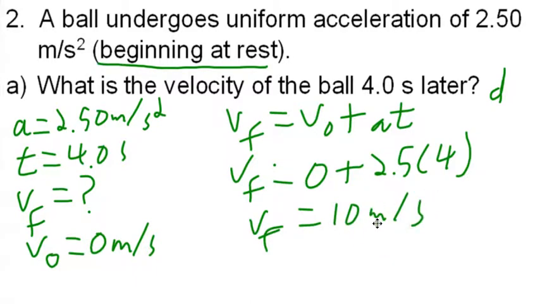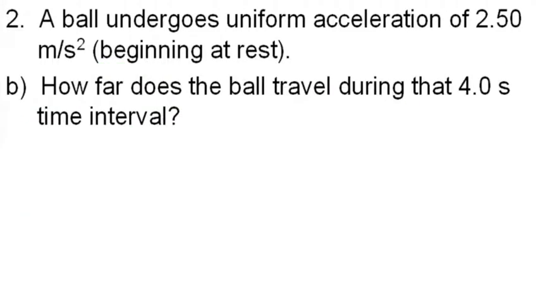Now we have to be careful here because we need to write this with the correct number of significant digits. We have 3 and 2, so this needs to be written with 2, and if we use engineering notation, we can just write 10 dot, or if you want to use the scientific notation with E notation, we would do 1.0E1 meters per second. Either of these would be acceptable. Now for part B of this problem: how far does the ball travel during that 4 second time interval? This is the second part of this particular problem.